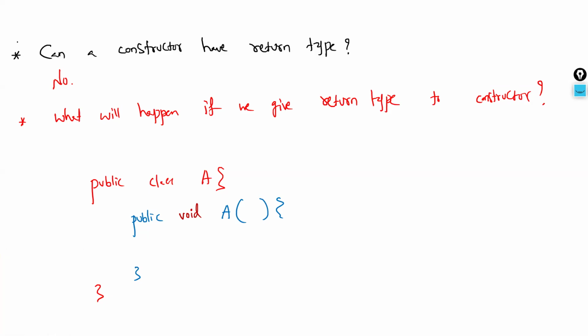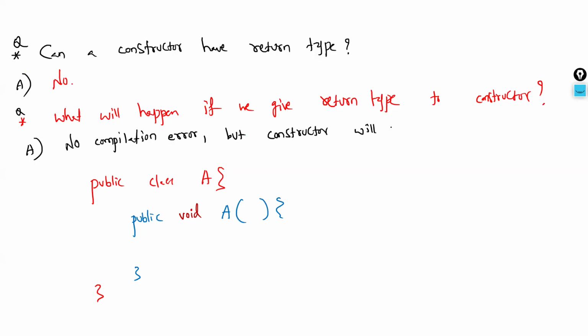The answer, this is a question. This is the answer. This is again a question. The answer is no compile time error, because this people will confuse us in interviews. No compilation error, but constructor will become a method. Am I clear? Any confusions, anybody? No. Then here I said there are two questions which are involved in this.